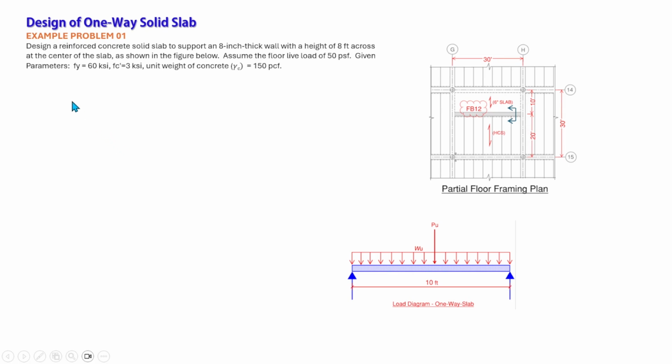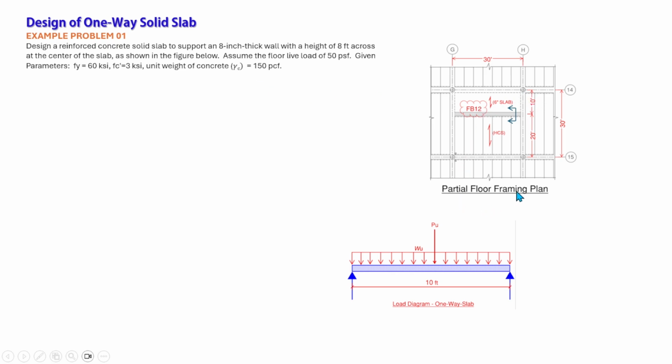The problem is to design a reinforced concrete solid slab to support an 8-inch thick wall with a height of 8 feet across at the center of the slab, as shown in the figure below. Assume a floor live load of 50 psf. Given parameters: Fy is equal to 60 ksi, Fc prime is equal to 3 ksi, and the unit weight of concrete is 150 pcf.